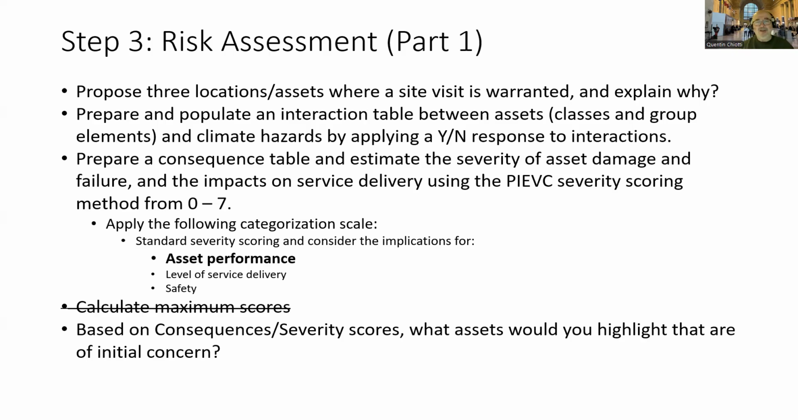And then prepare a consequence table and estimate the severity of asset damage and failure using the PIEVC scoring method from 0 to 7, or essentially 1 to 7, where 0 is essentially no impact. And I had suggested, because this is embedded in the PIEVC protocol, they actually have about 7 different subcategories or criteria to think about. Sort of put them in a box, shake it all up, think about how your transit infrastructure, your bridge, or your power plant will be impacted by a climate hazard, and then come up with a score. That would be based on one of 7 different criteria.